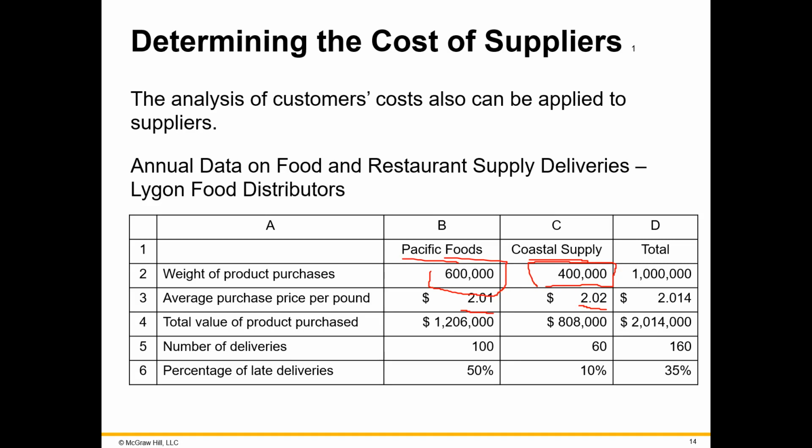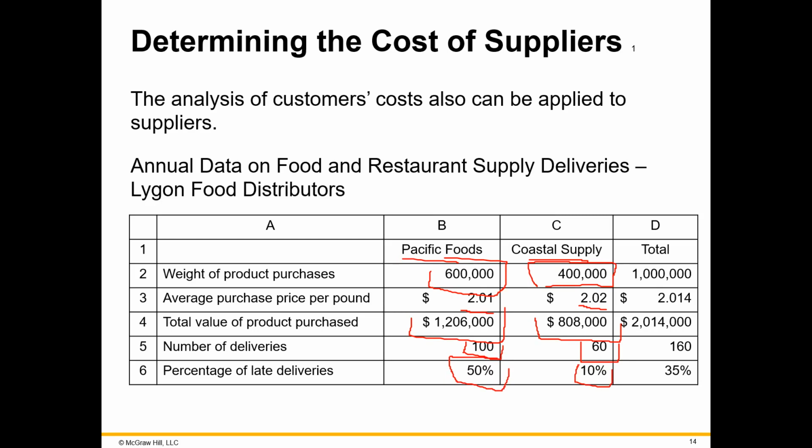And so it stands to reason that the total value of the product purchased from Pacific is higher than Coastal Supply, and the number of deliveries is also higher than the number from Coastal Supply. Now, one big thing to note is that Pacific Foods is late 50% of the time, whereas Coastal Supply is on time 90% of the time, so they're only late 10% of the time. So being late can be a big issue.